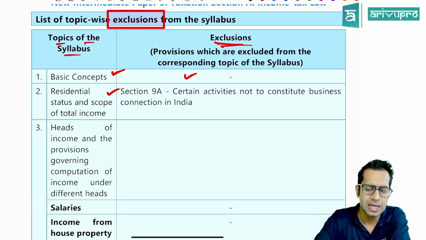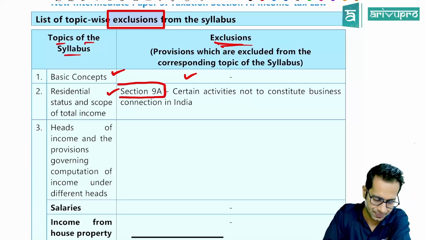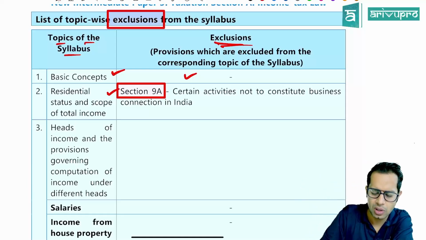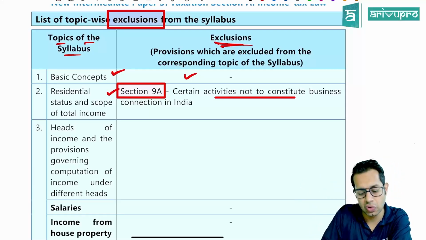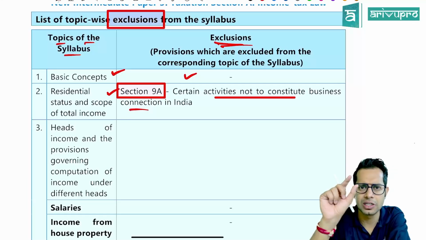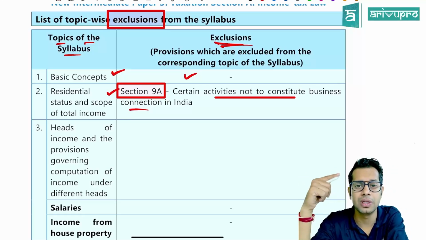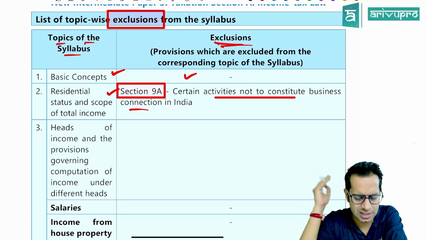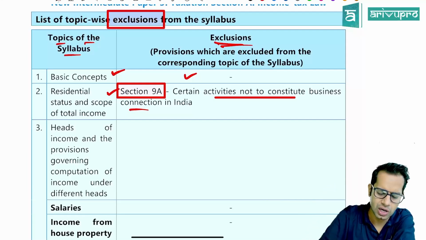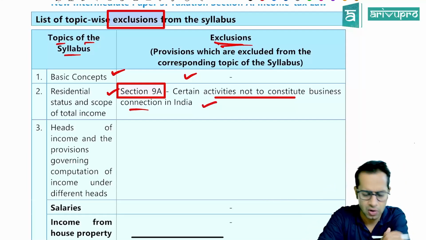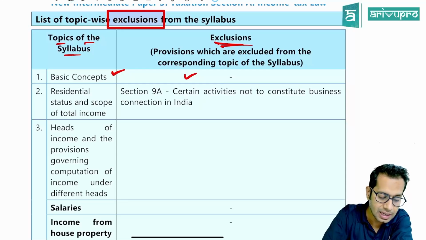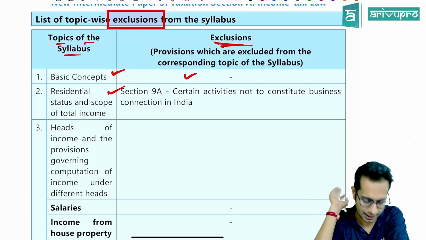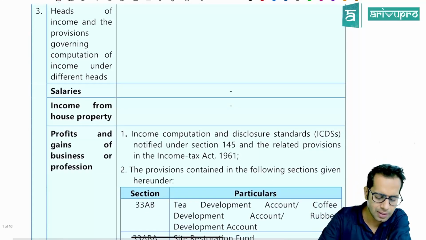In residential status, there is a section called Section 9A, which is almost 2-3 pages of your material. Section 9A talks about the activities which do not constitute business connection in India. There is a concept called scope of total income, and under it there is something called business connection in India. Under that, Section 9A runs around 3-4 pages. This is something which you don't have to study for your examination. So in the residential status chapter, you are not supposed to study Section 9A. Then coming to heads of income, they say there is nothing like that.